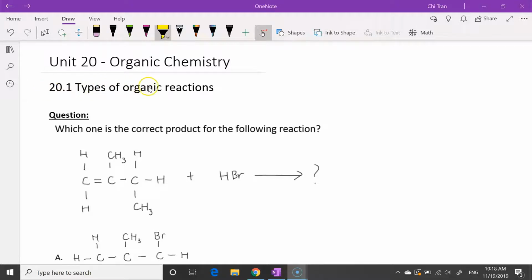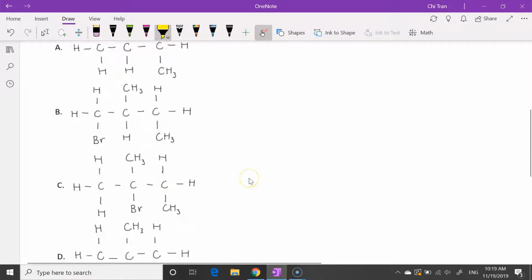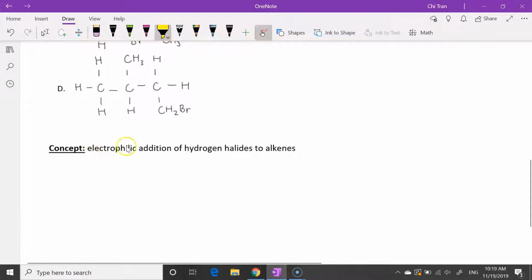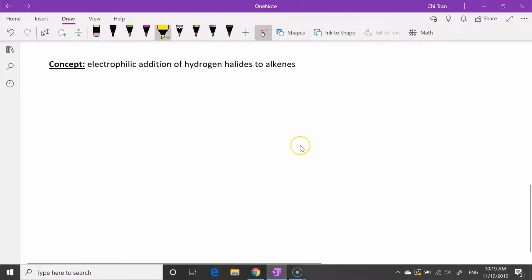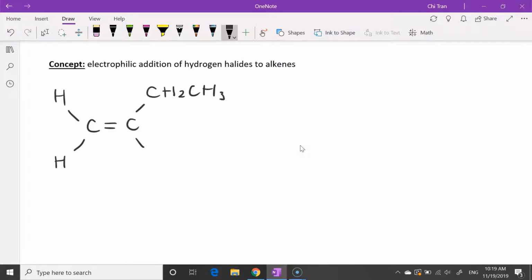Videos about types of organic reactions. So the keyword in the question is the correct product for this reaction right here. And the concept of this question is the electrophilic addition of hydrogen halides to alkenes. Here we have an example of an alkene, which is butene, and a hydrogen halide, which is hydrogen iodide.